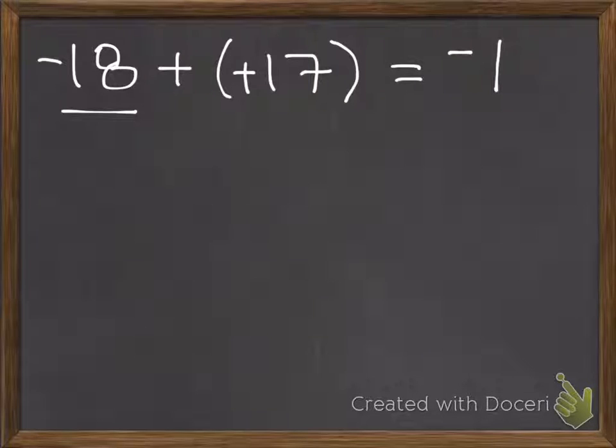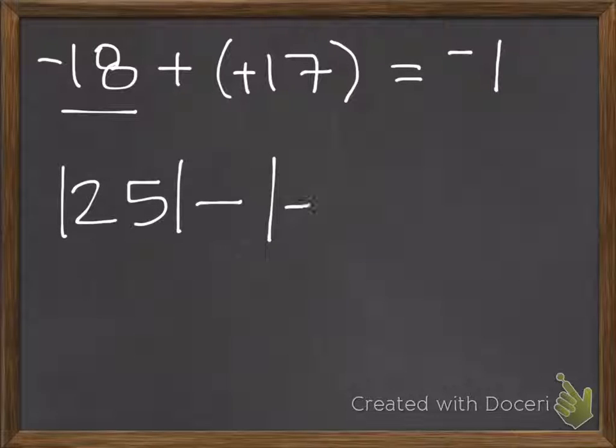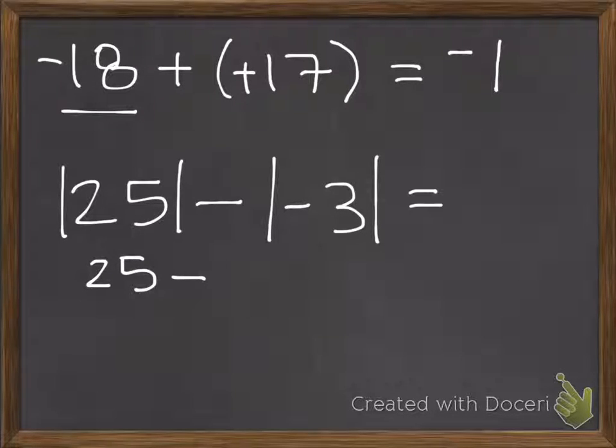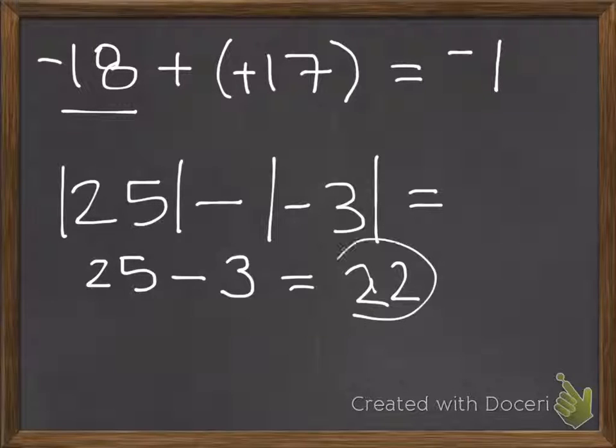And then we have the absolute value of 25 minus the absolute value of negative 3. So we're going to take the absolute value first, which is 25, and then the absolute value of negative 3 is 3. So we're left with 25 minus 3, which gives us 22.